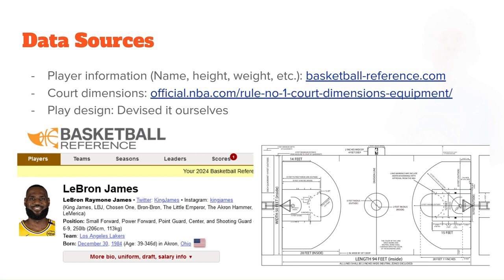All right, for our data sources, we get all of our player information, their name, height, weight, jersey number, stuff like that, from basketballreference.com. It's basically a reference site where you can search up pretty much any NBA player and find information about them. For our court dimensions, you can go to the link there, the official NBA.com link, and there is an official diagram for the measurements of basketball courts and everything to do with that. As for the play design, which we'll show you in our animation later on, we made that ourselves in a way that sort of made sense.